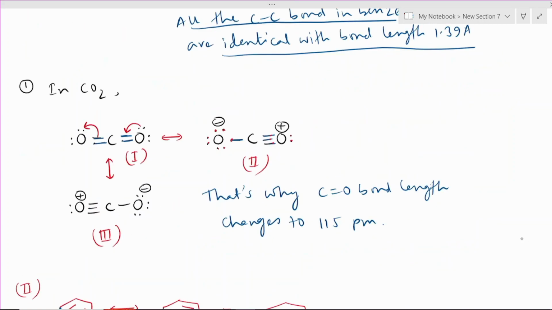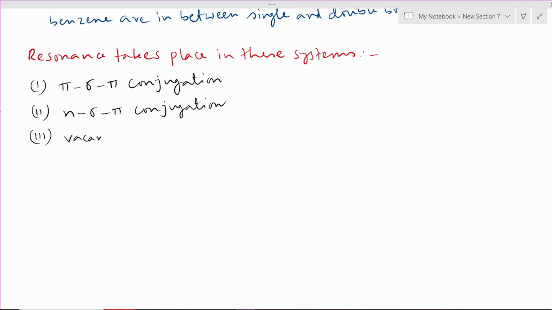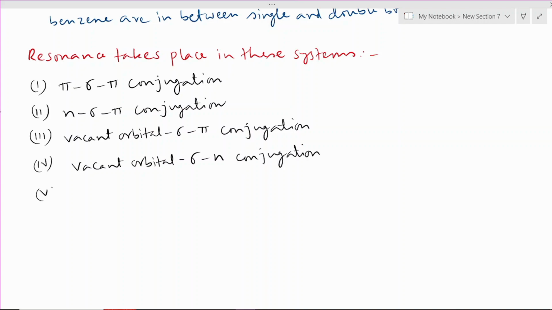Now, in which systems does resonance take place? If one system contains pi sigma pi conjugation, or n sigma pi conjugation, or if a system possesses vacant orbital sigma pi type conjugation, or if vacant orbital sigma n type conjugation is present, and if a radical is present, then sigma pi type conjugation, then there also resonance takes place.